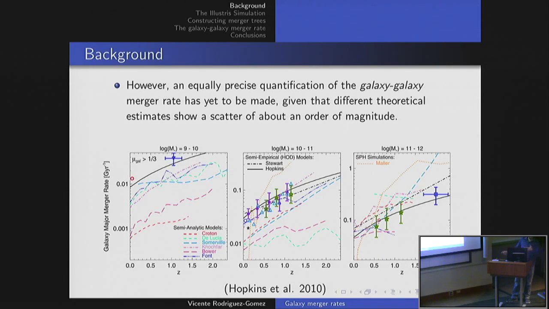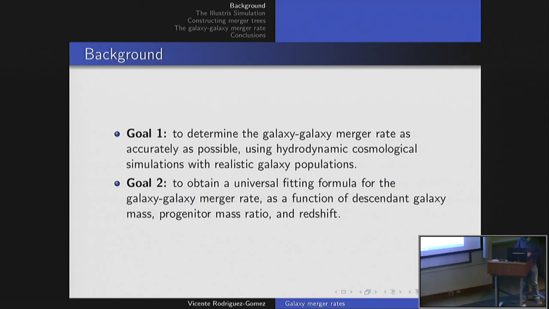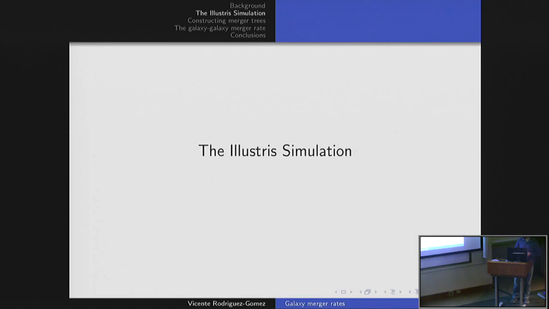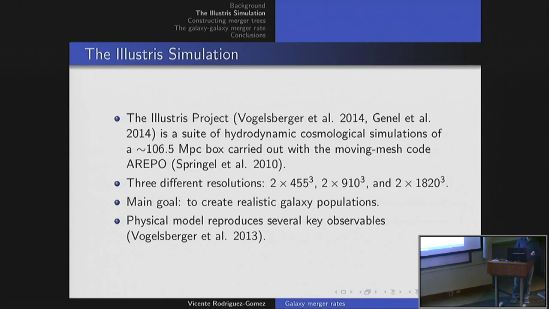So of course, with a nice simulation like Illustris, it would be interesting to see what happens. The goal is first to determine the galaxy merger rate as accurately as possible, and if the mathematical form turns out to be simple enough, also find a fitting formula for it. Okay, so Illustris. You have probably heard a lot about the Illustris simulation. It's a hydrodynamic cosmological simulation.